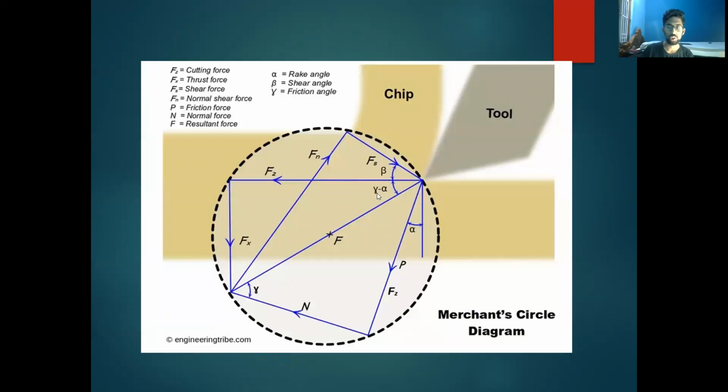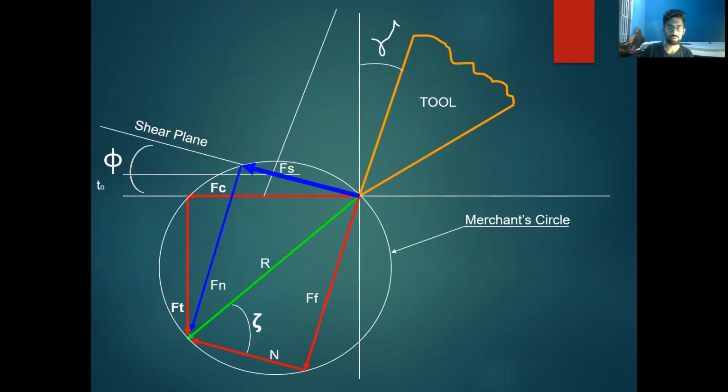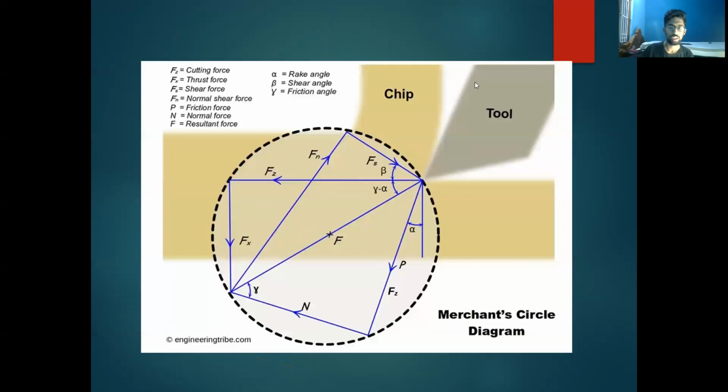Next, the total, it will be a little confusing, but it will be cleared. We will make it in one diagram. You can see there is a tool, and it is machining. There is a chip formation. You can see the F_Z, it is in the cutting. These are the different forces which are mentioned in a merchant circle diagram.